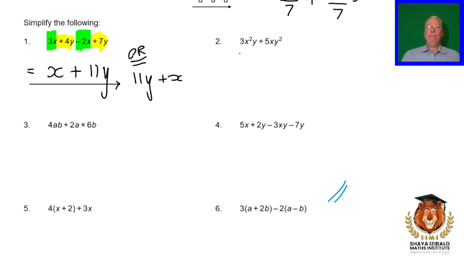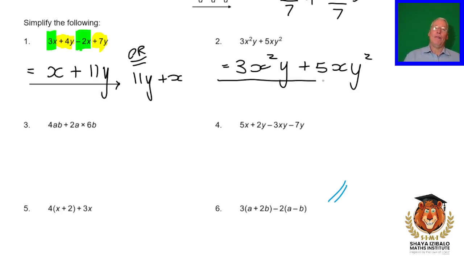Okay, this one over here, 3x squared y plus 5xy squared. It's just going to stay exactly as it is. Don't leave it out, because if you leave it out, your teacher might think you don't know what the answer is. Just write it down again. We cannot add those two things. They are unlike terms. You might say, Paul, they look very similar. They do look similar, but I want you to look carefully. Here the x is being squared, and here the y is being squared.